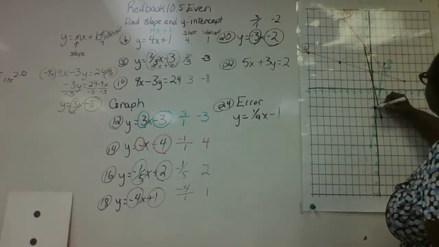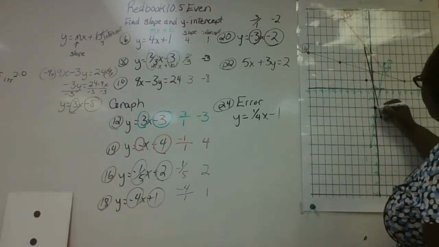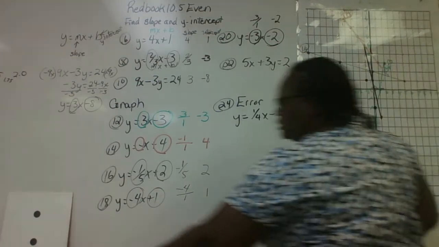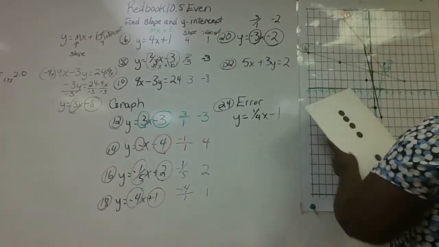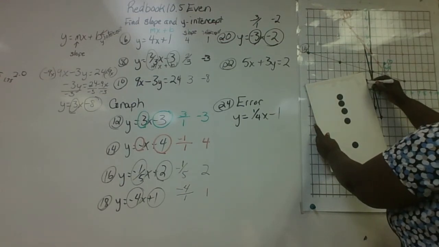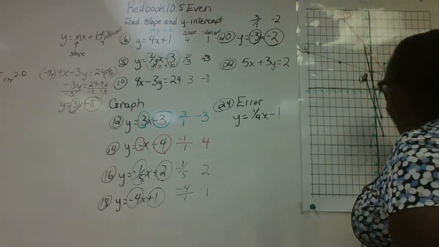And so we're going to rise 3. 1, 2, 3, run 1. And we're going to fall 3. 1, 2, 3, run 1. And then we're going to connect our dots. That's number 20, okay?